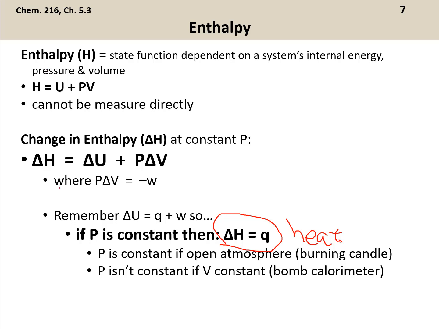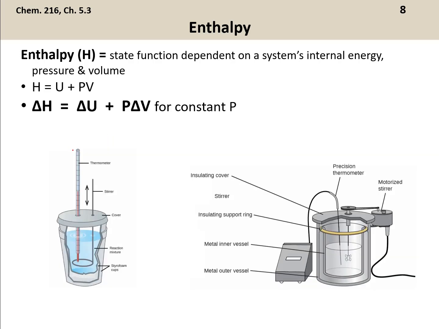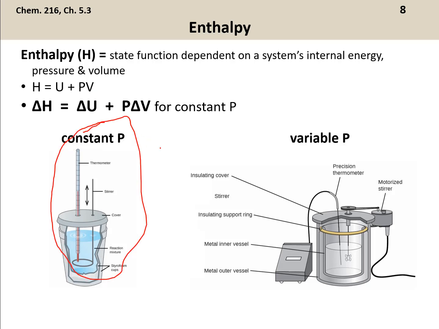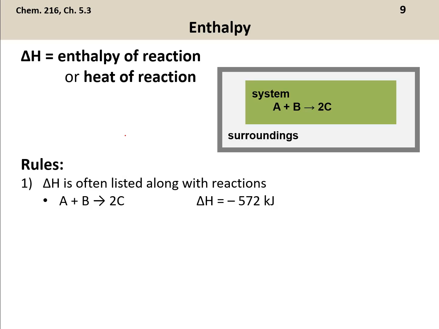Just remember that constant pressure is when we have an open atmosphere, right? Anything like a burning candle would be constant pressure, because the room pressure is not changing. But if we had something like a bomb calorimeter from last time, which is a small container, that would not have a constant pressure. That would have a constant volume. So this coffee cup calorimeter would be constant P, but this would not. All right, so delta H is heat.